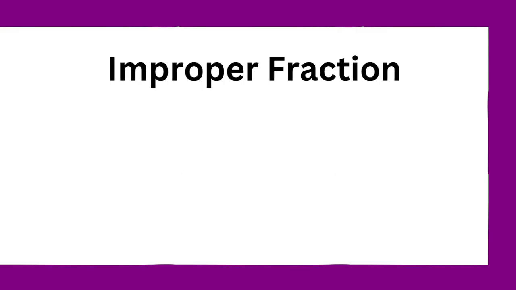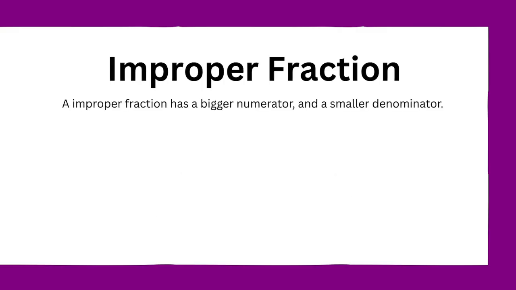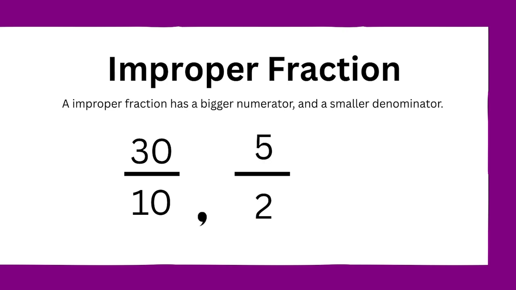Going on to an improper fraction, this fraction has a bigger numerator and a smaller denominator, so the opposite of a proper fraction. This could be 30 over 10, 5 over 2, or even 90 over 60. All of these have a numerator that's the bigger number compared to the denominator. That's what makes this fraction improper.